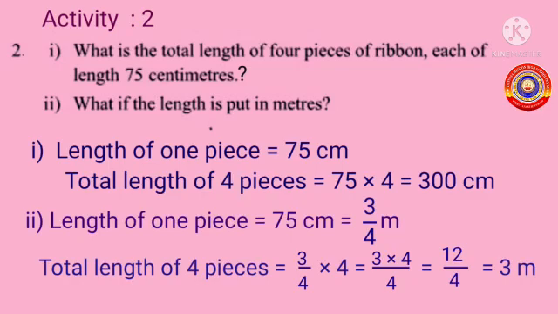That is equal to 3 by 4 multiplied by 4. That is equal to 3 into 4 by 4. That is equal to 12 by 4. Then 12 divided by 4 is equal to 3. Therefore, total length of 4 pieces is equal to 3 meters. Is it clear for you?